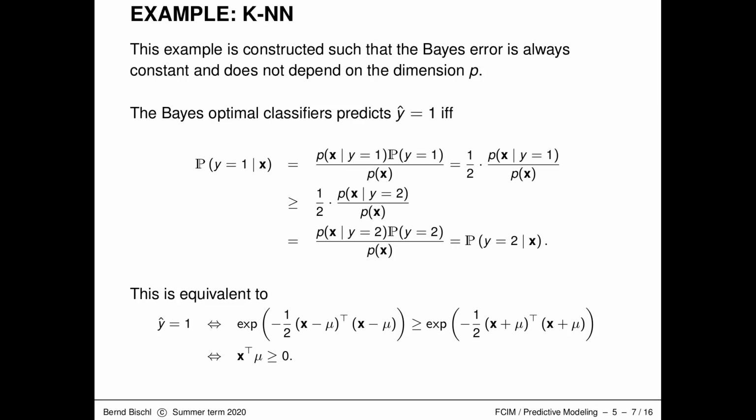And now I can simplify this relation by multiplying with 2 and by multiplying with p of x. Then plugging in the formula for the Gaussian for this cluster and for this class, and simplifying this even further. At the end, what comes out of this is this simple linear formula for my decision boundary. So my decision boundary is a hyperplane, and the normal vector of that hyperplane is simply mu.